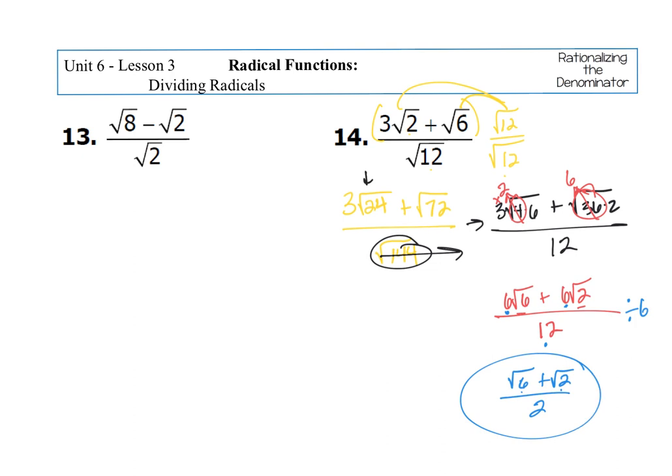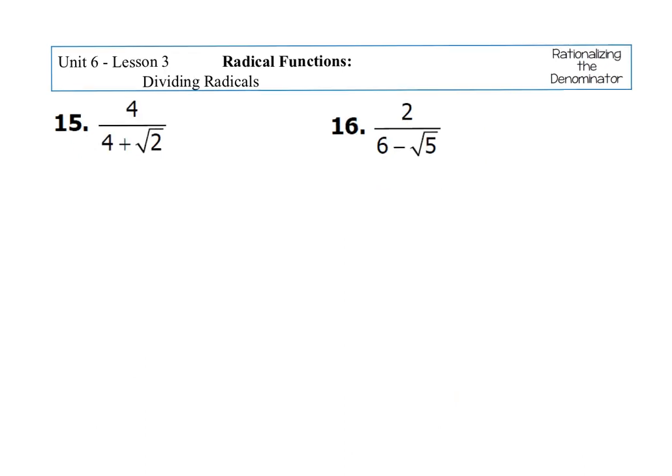And we don't have that, so this is done. Okay, so these last few examples that we are going to do, we have binomials in the denominator. Okay, so these are binomials because there's 2 terms. So when we have 2 terms in the denominator, the only way we can get rid of the radical that's in the denominator and messing everything up is to multiply by the conjugate.